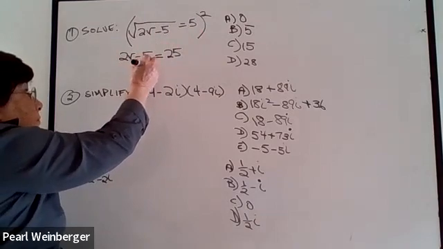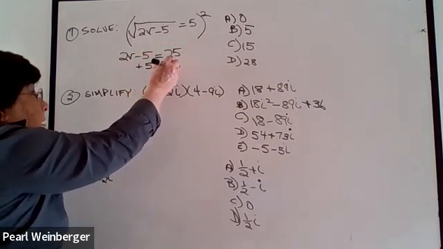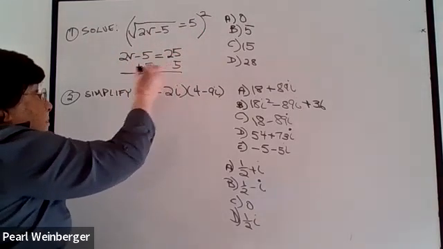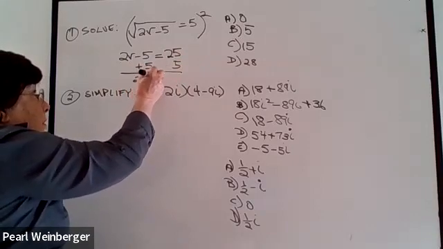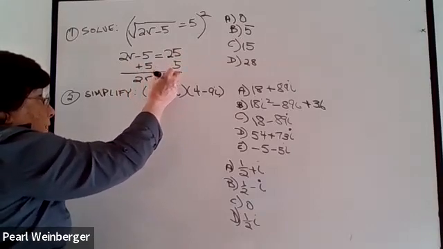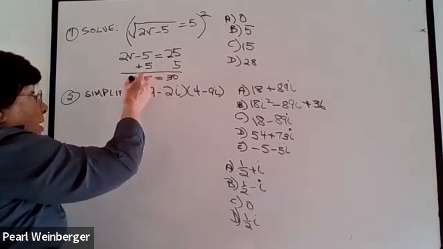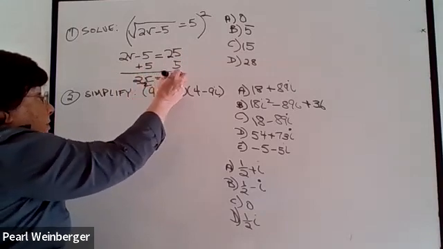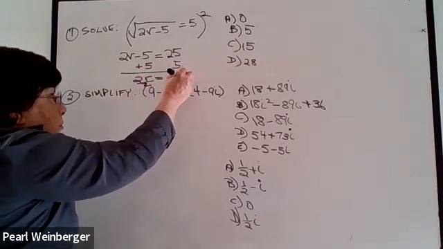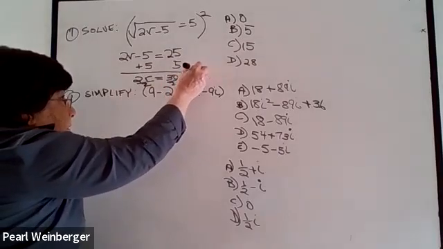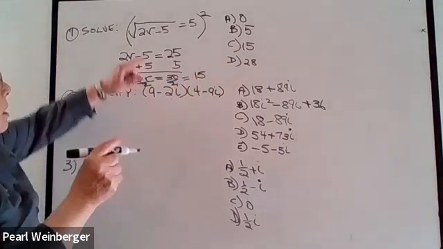So I just solve it regularly, which gives me 2r equals 30, 25 plus 5. And when I divide both sides by 2, I get my answer is 15.